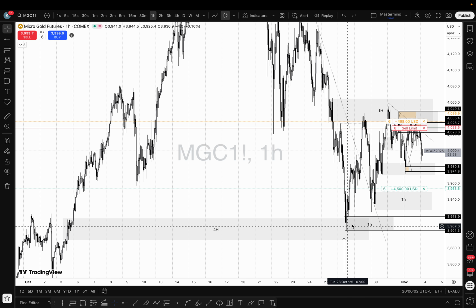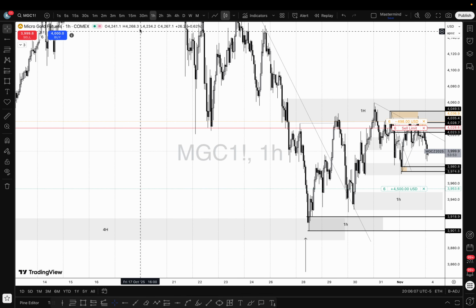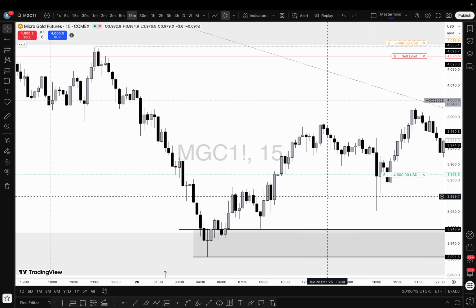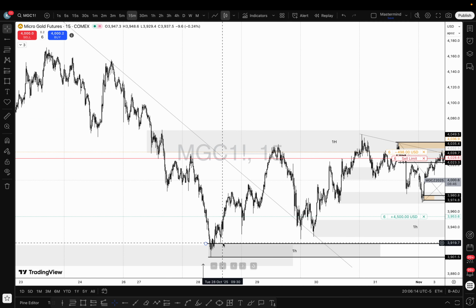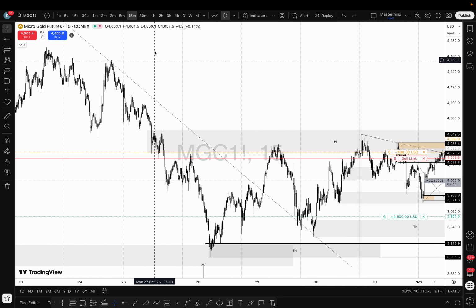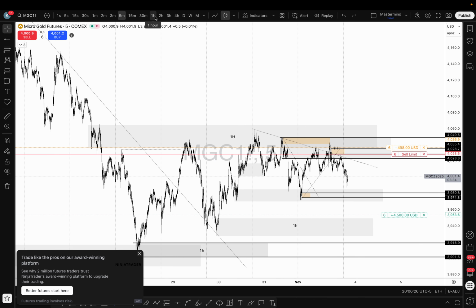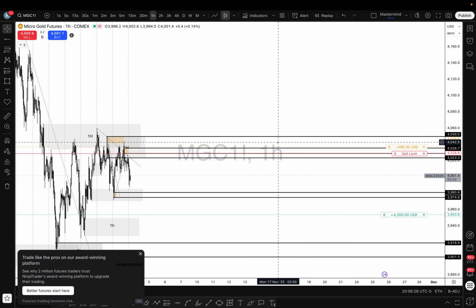This zone we'll probably consider 15 minutes because it's tapping into the 4 hour. So let's go down to the 15, see if there's anything. Okay, so we could leave it like this, right? Let's see what it looks like on a 5. Okay, we could leave it like that. Now we have that zone, and then we have this 1 hour zone right here, right?